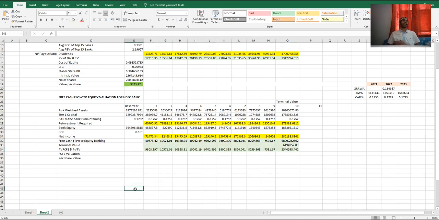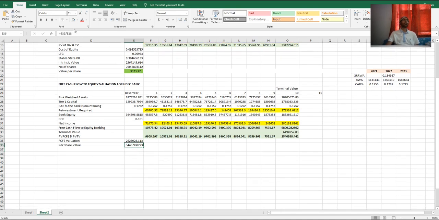Now we are in a position to calculate the valuation through free cash flow to equity. This comes to be equal to the sum of these numbers. So it's coming to be 26.25 trillion. Per share value is equal to total valuation divided by the number of shares. 3449. This is our value through free cash flow to equity. Fantastic. Now only one method remains, which is residual income valuation method.